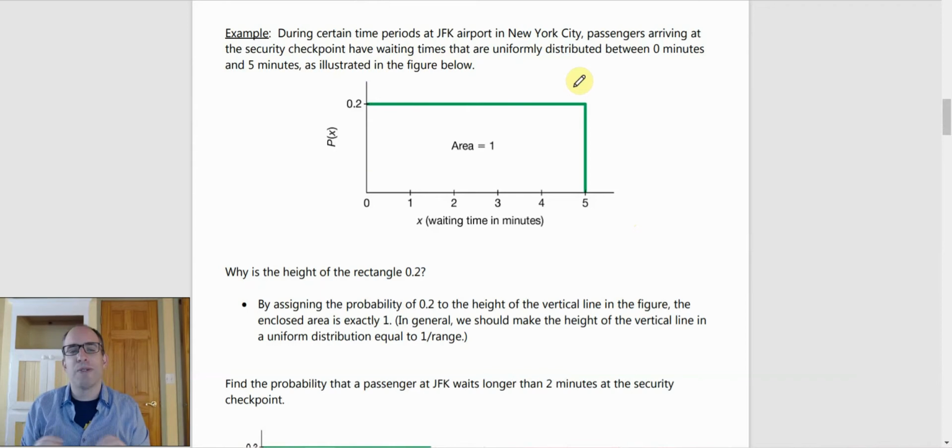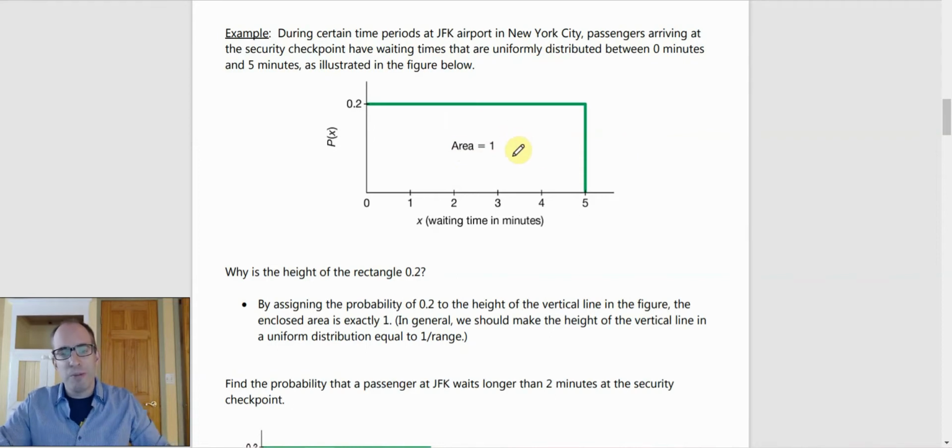The next thing is, why is the height 0.2? Well, because the times are distributed between 0 minutes and 5 minutes. So if you're going to make the rectangle that would form this distribution, then the length of it is 5. The area of the rectangle has to be 1 because this is a probability distribution, and the probability that you get one of the possible values is 1. You have to get one of the possible values. You can't get an impossible value. So the area of this rectangle has got to be 1.